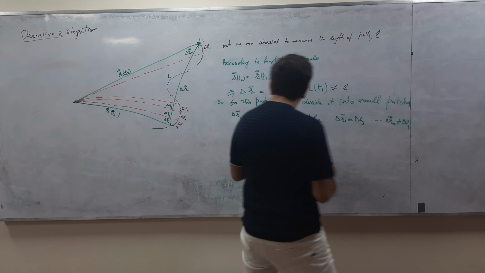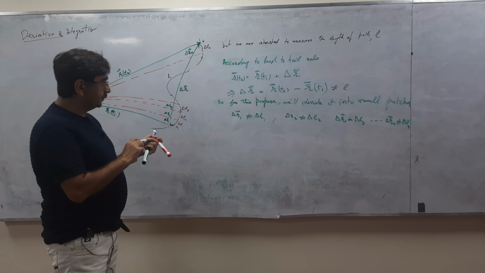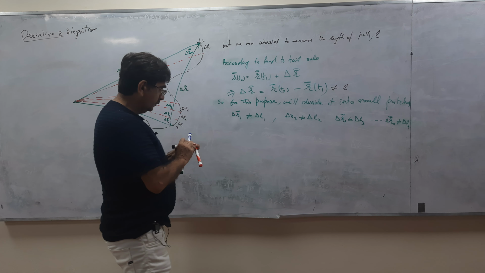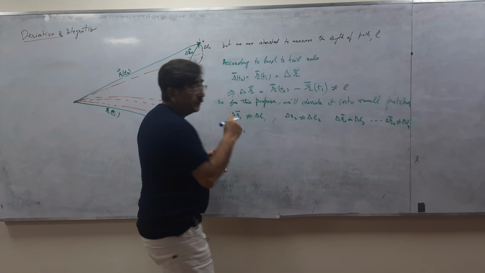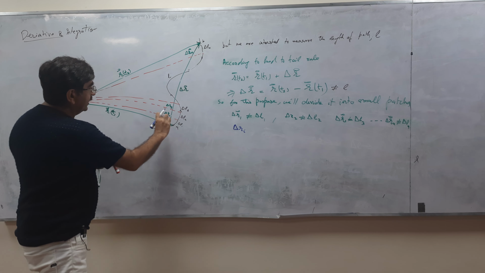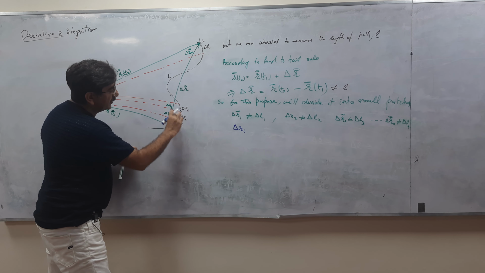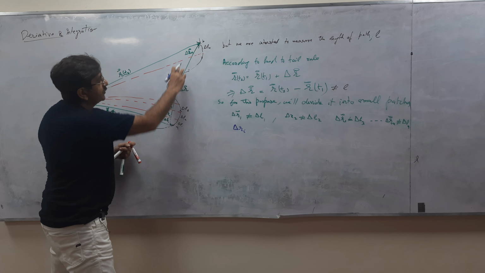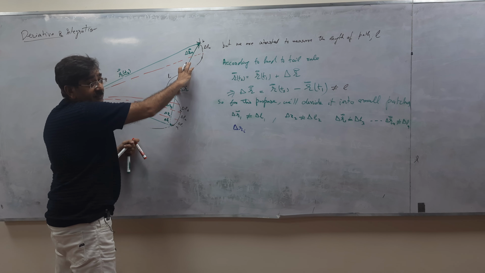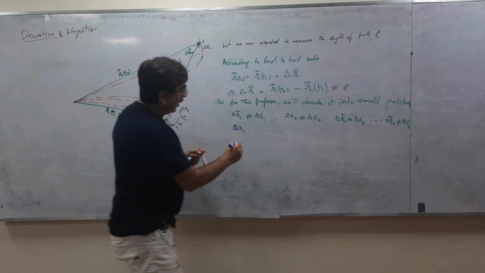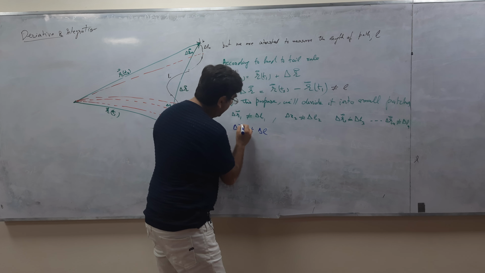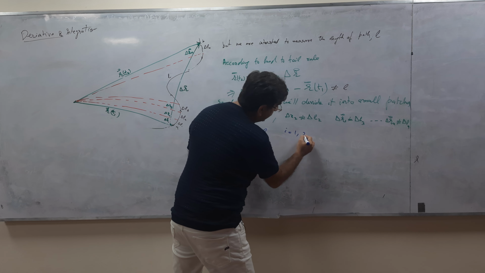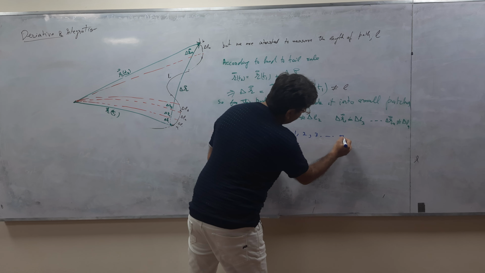And you may say that delta Ri is different, because here the length of the path is different, this length is different, this length is different, and here you may say that this length is different than this, and delta Ri will not be equal to delta L, where i is equal to 1, 2, 3 up till n.